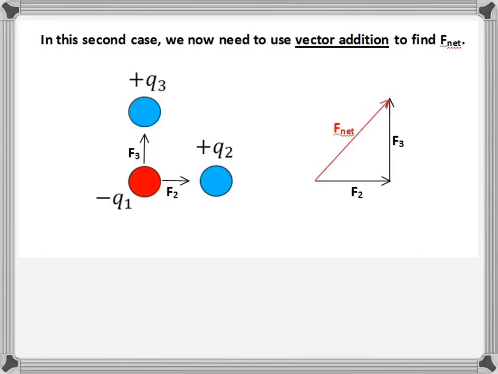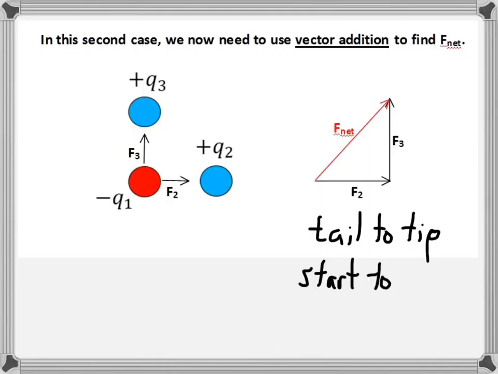And remember, with vector addition, a couple of rules. First of all, tail to tip. So I have to take the tail of one of these vectors. In this case, I've taken the tail of this vector and placed it on the tip of that vector, and that's how I get these two vectors to look like that. And then what I have to do next is connect them from start to finish. So tail to tip, start to finish.